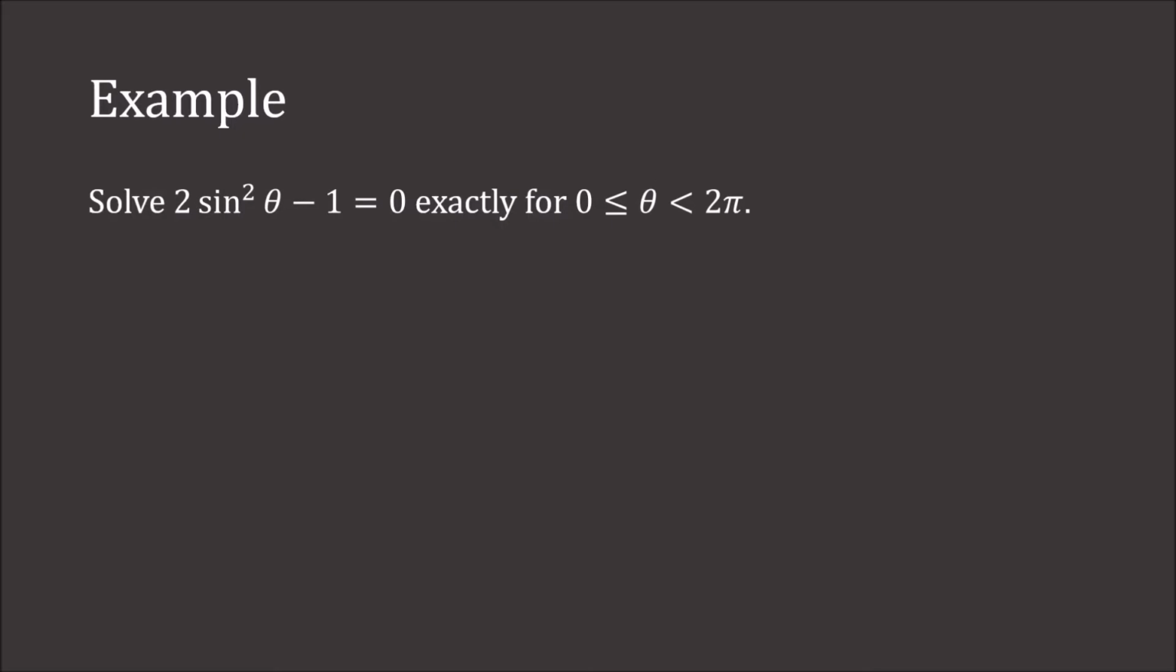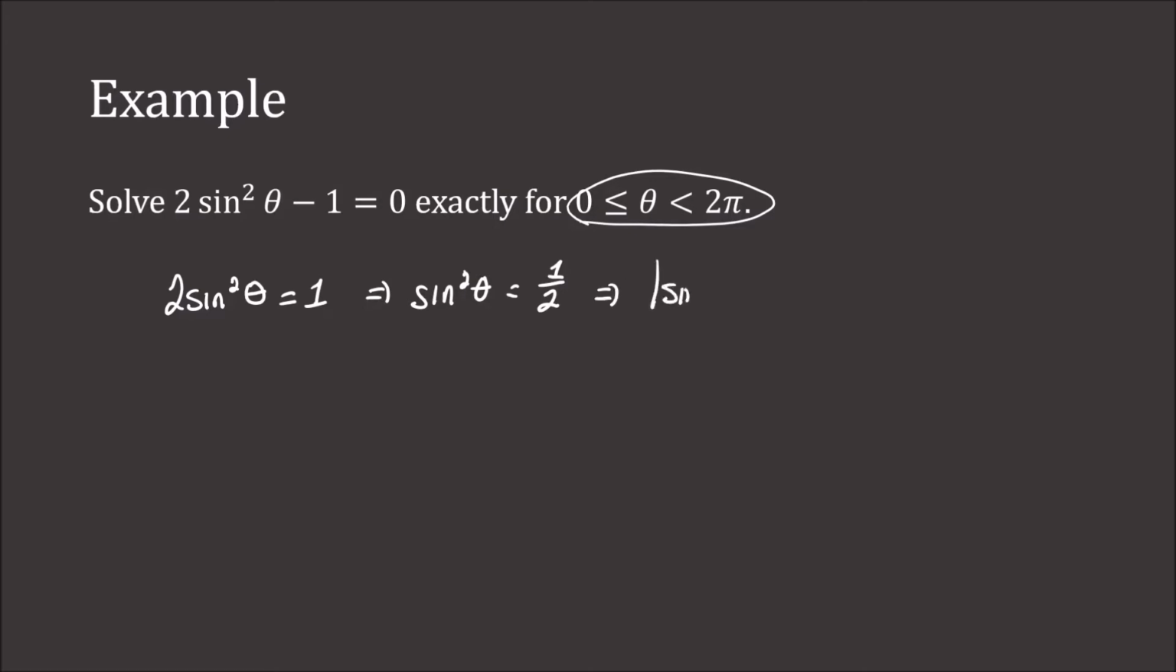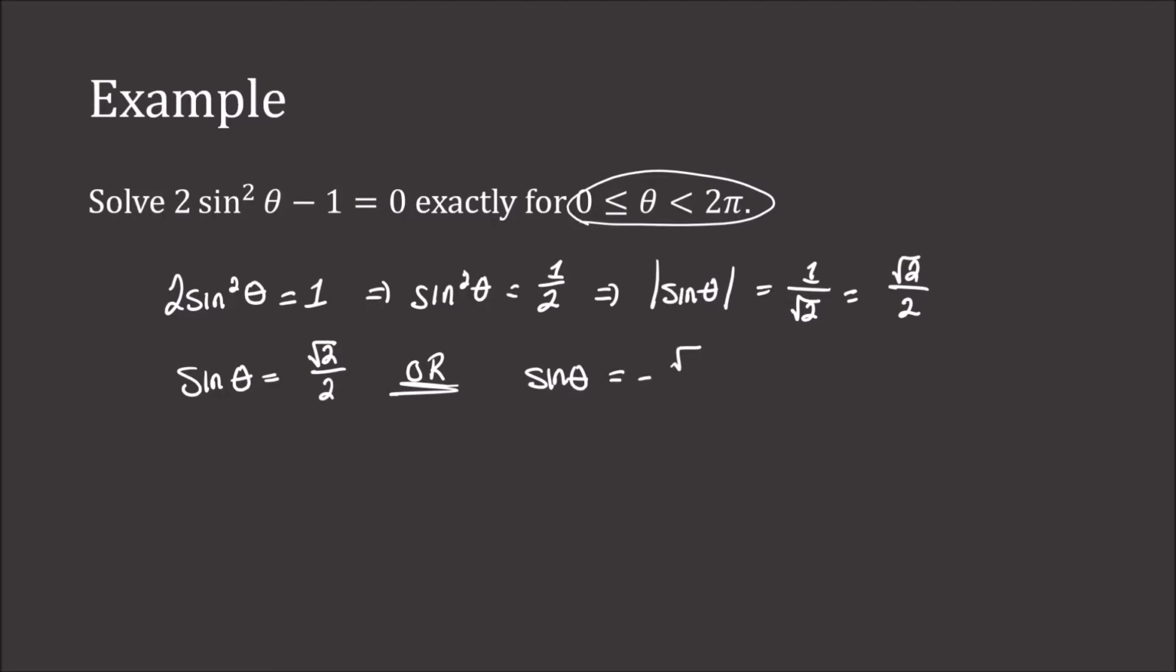Now we look at this equation. Now again, notice the domain is 0 to 2 pi. We first solve for sine. So we add 1, divide by 2. Now we take the square root of both sides. So we'll have the absolute value of sine theta is equal to 1 over the square root of 2, which is root 2 over 2. Now what this says is that sine of theta is root 2 over 2, or sine of theta is negative root 2 over 2.